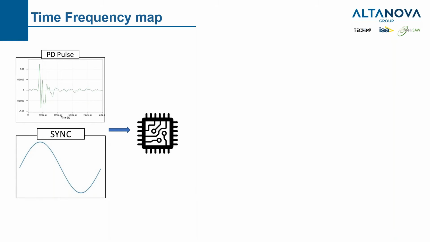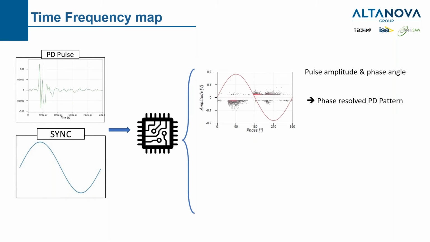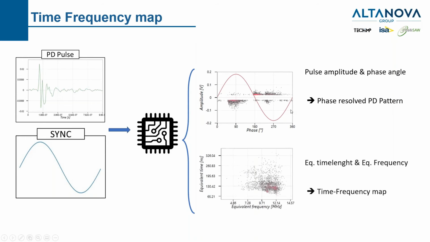The typical display of the PD pulse is then not just the pure PD pattern, where we have amplitude on the vertical axis and phase angle on the horizontal axis, but also time frequency mapping, where we have equivalent time on the vertical axis and equivalent frequency on the horizontal axis.